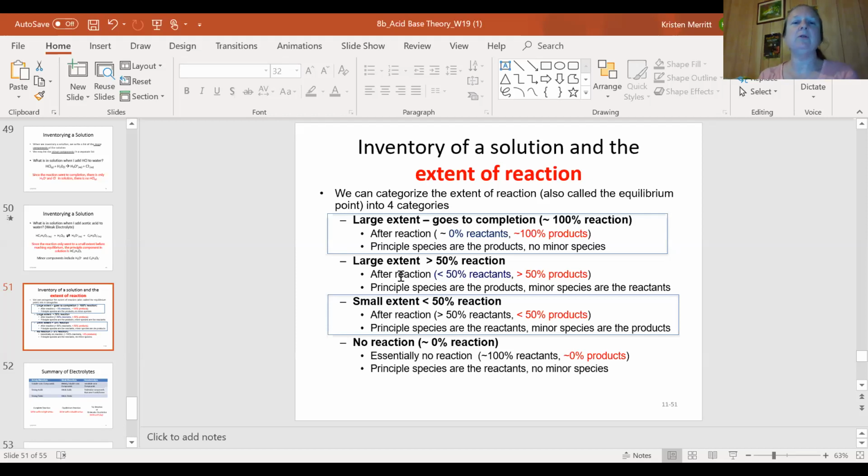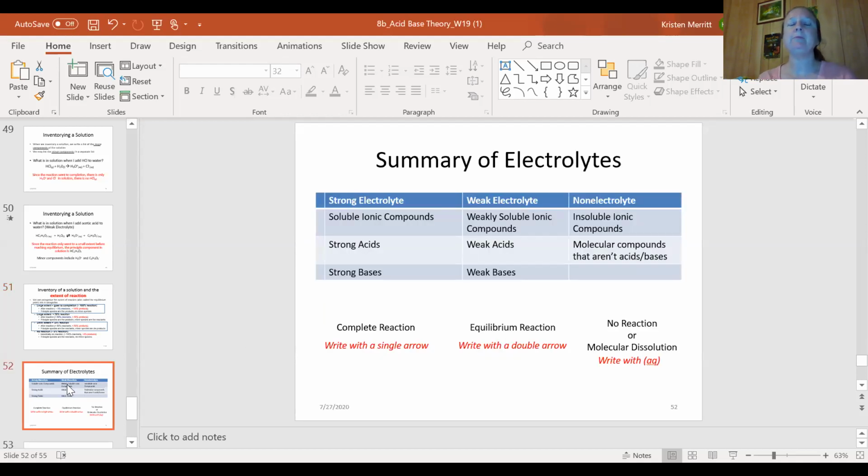So that's called a large extent. Over half of it reacts. At equilibrium, you actually have more on the product side than the reactants. But we are working with small extent weak acids. So our examples are going to be the large extent, which is 100% single arrow, and our weak acids are small extent, double arrow, and they're going to be less than 50%. So just something to be aware of.